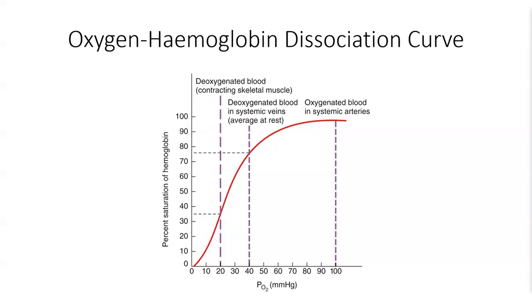So what this means is that in pulmonary capillaries, where the partial pressure of oxygen is high, a lot of oxygen will bind to hemoglobin. In the systemic capillaries, near the tissue cells, where the partial pressure of oxygen is lower, less oxygen will bind to hemoglobin, which is good because more oxygen is released that can dissolve into the blood plasma and then diffuse into those tissue cells.